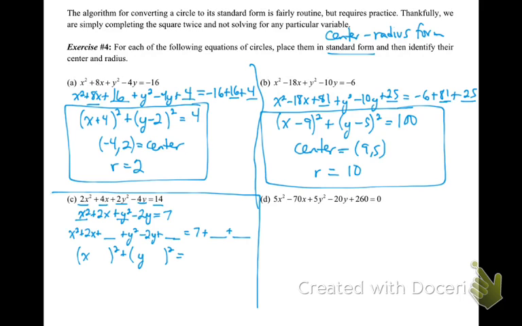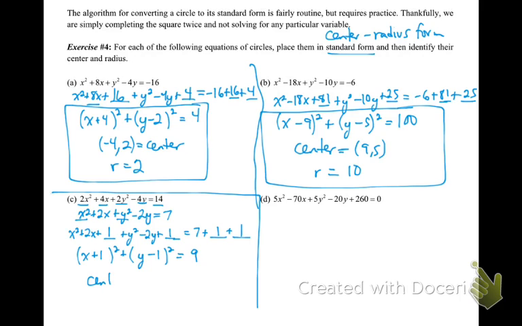So let's set up our perfect squares. Half of 2 is 1, so I'm going to add 1 to the x. Square the 1, you get a 1. Make sure you add it to both sides. Half of negative 2 is negative 1, so square that, you still get a positive 1. And add 1 to both sides as well. So 7 plus 1 plus 1 is 9.